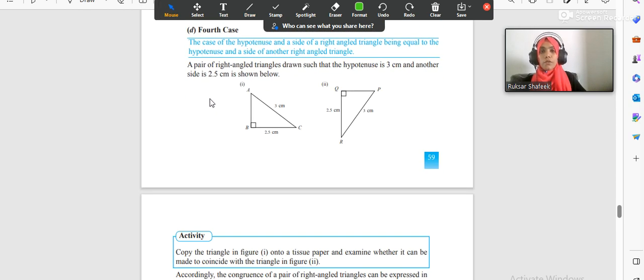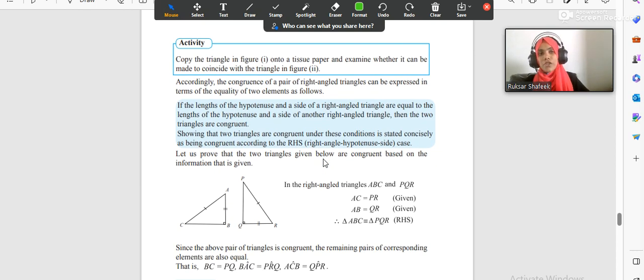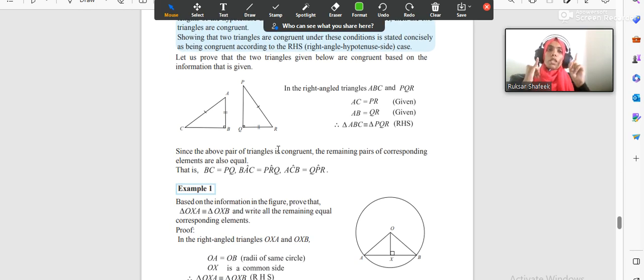So, moving to the fourth case, or the last case in the congruency lesson, that is the RHS, right angled hypotenuse side. In this case, if the length of the hypotenuse and a side of a right angle triangle, and this can only be applied to right angle triangles and nothing else, are equal to the lengths of the hypotenuse and a side of another right angle triangle, then the two triangles are congruent. So you need to have two right angle triangles, that is 90 degrees, and the other thing that should be equal is the hypotenuse.